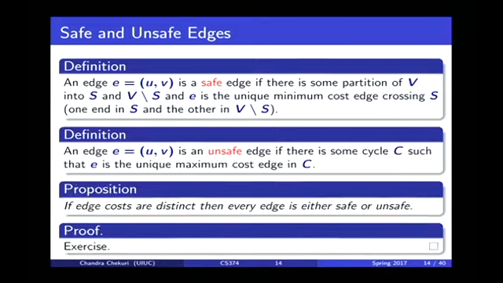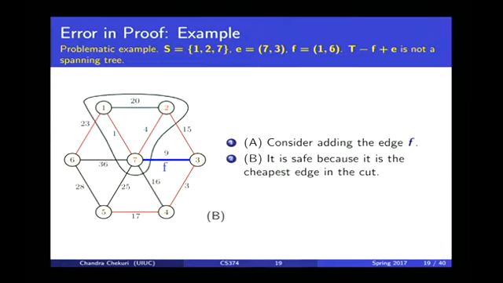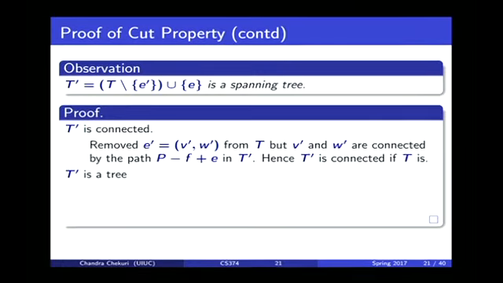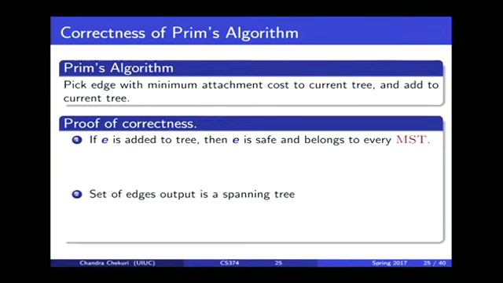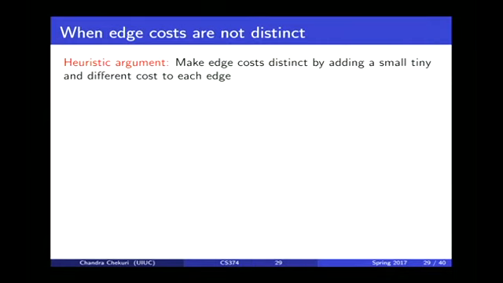So now that we understand why all these MST algorithms are correct, we need to argue how to handle the case where the graph can have ties as well. Why did I make this assumption? How can I get rid of it? How can we get rid of this assumption that edge weights are distinct? What's the heuristic argument? Well, you perturb the edge weights a little bit. You add some random noise. You can do that, no?